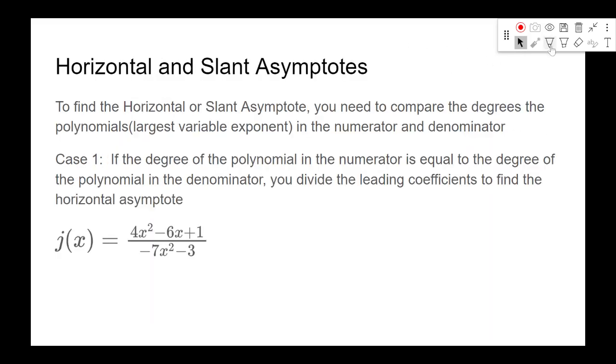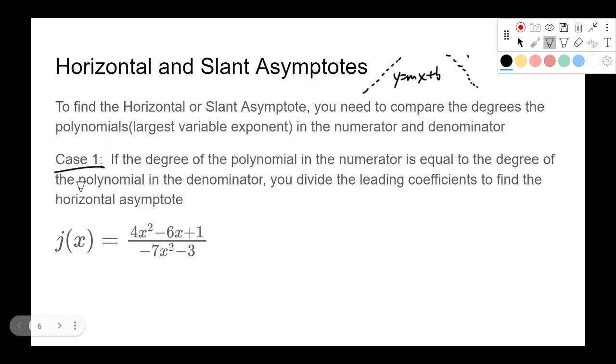Okay, now we talked about vertical asymptotes just a moment ago. Now it's time to talk about horizontal and slant asymptotes, because these graphs can also have horizontal or slant asymptotes. Slant asymptotes meaning asymptotes that look like the equation of a line y equals mx plus b. So literally they can actually be slanted. All right. So to find a horizontal or a slant asymptote, you need to compare the degree of the polynomial, the largest variable exponent. We talked about this in the last section when we looked at end behavior, in both the numerator and the denominator.